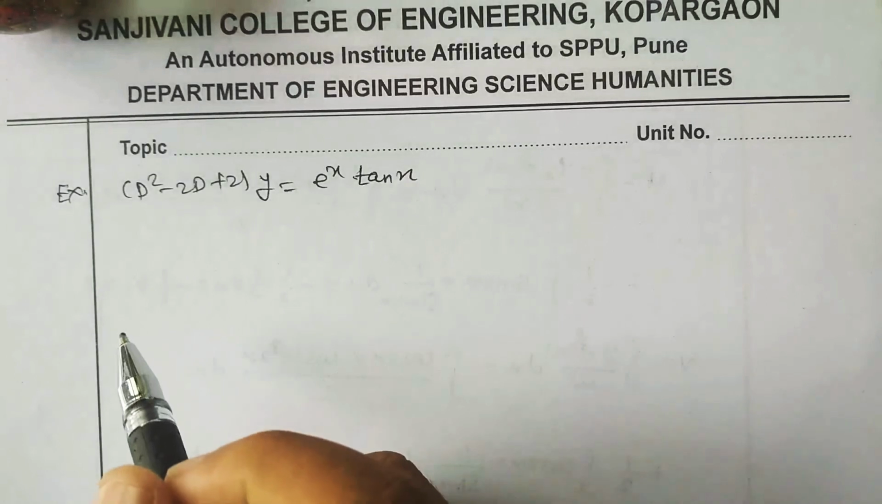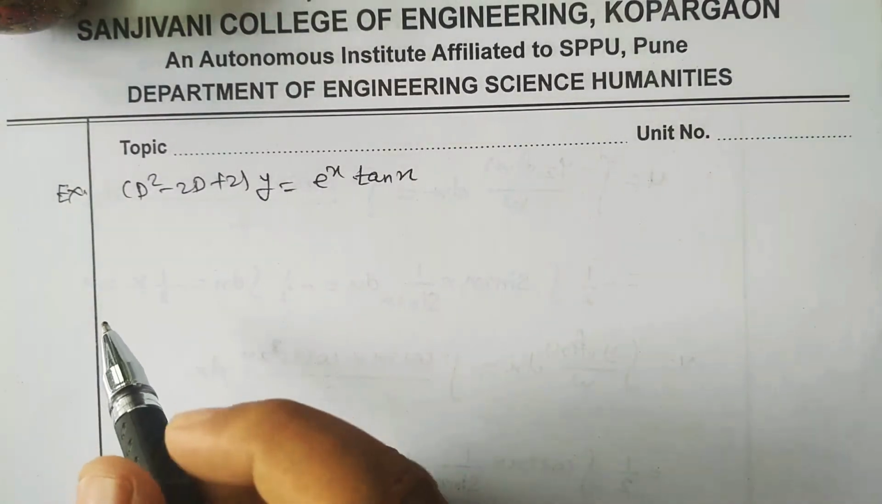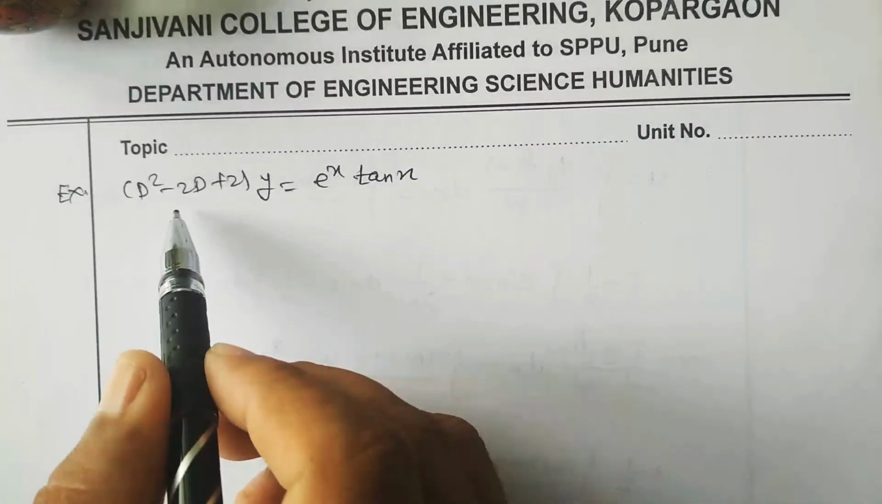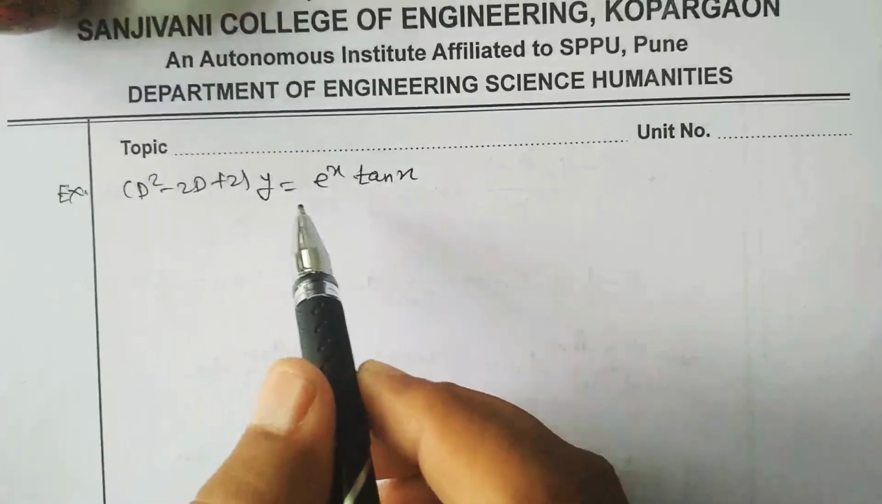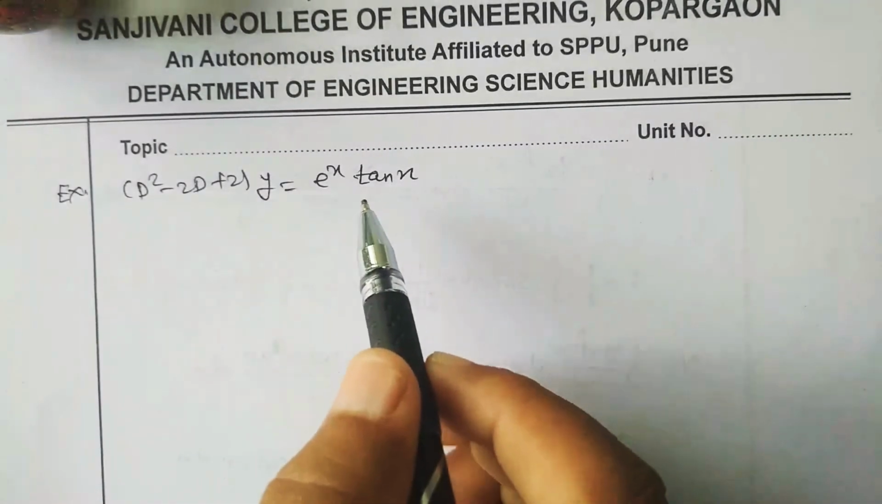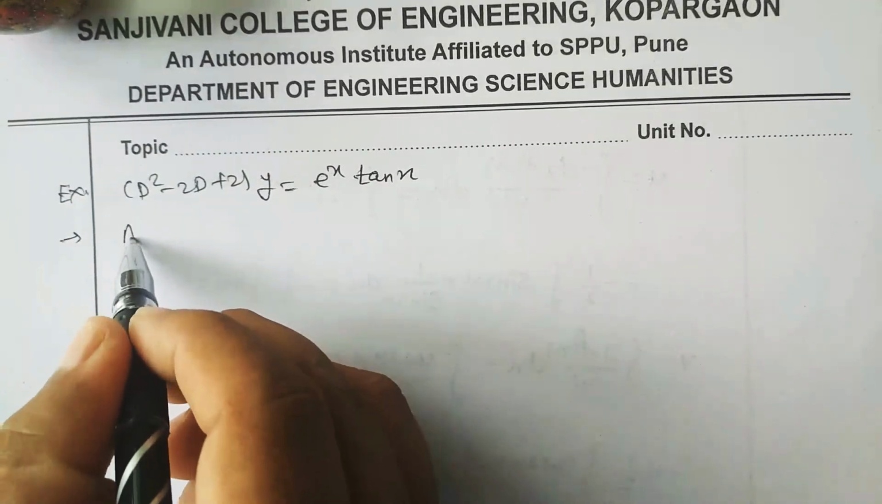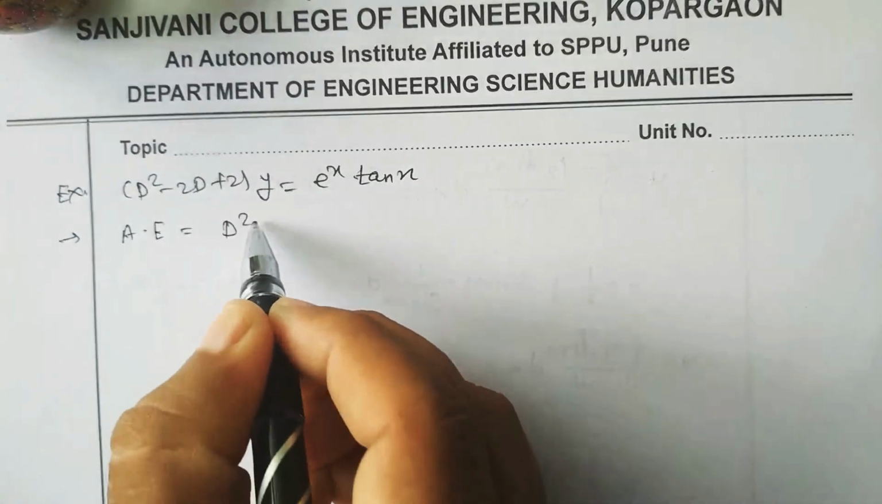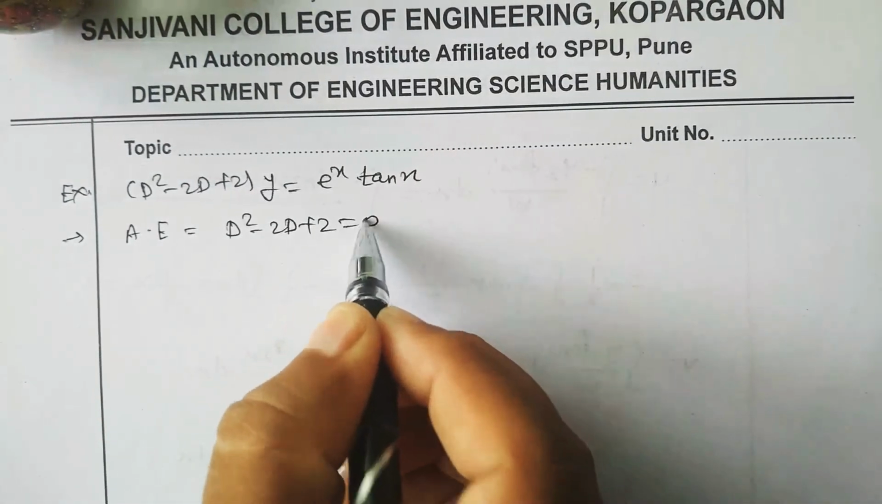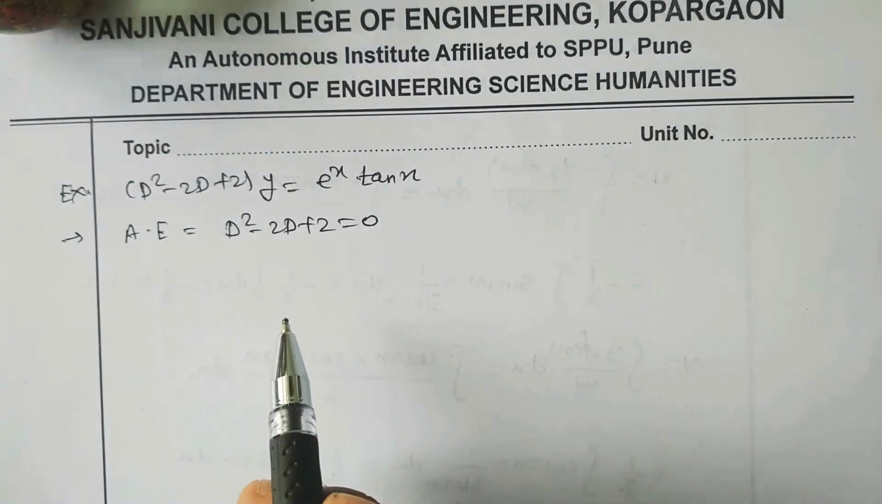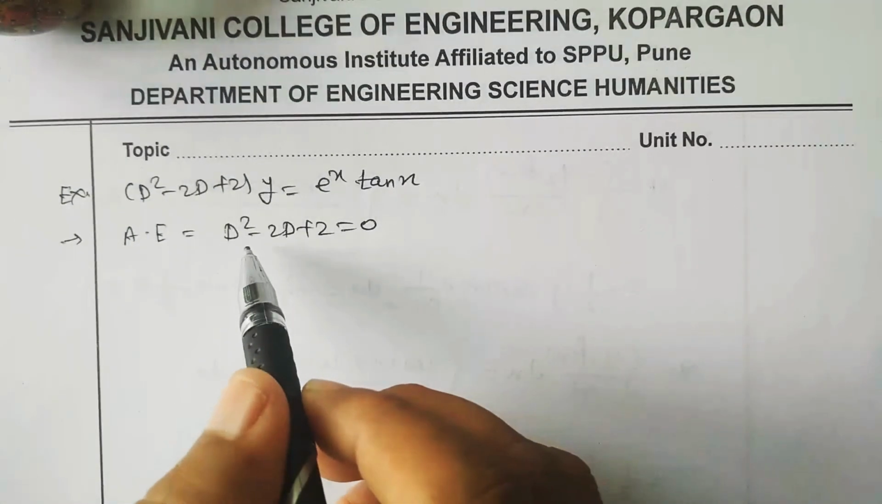So next example on variation of parameter method. (D square minus 2D plus 2) y is equal to e raised to x into tan x. So first of all, the auxiliary equation is D square minus 2D plus 2 equals 0. So first we need to find the roots of this equation.